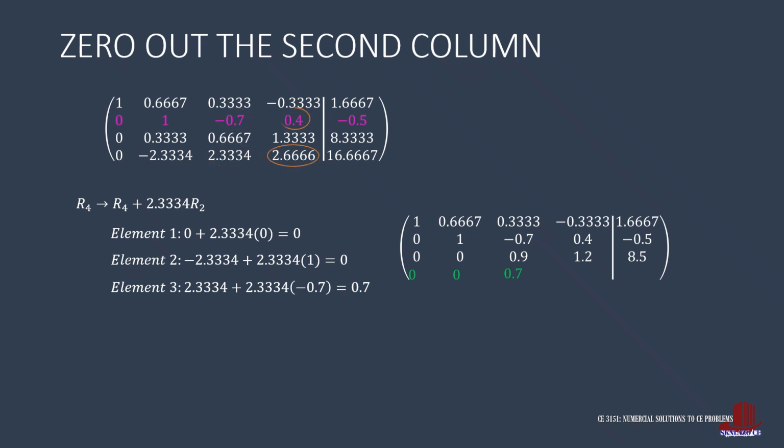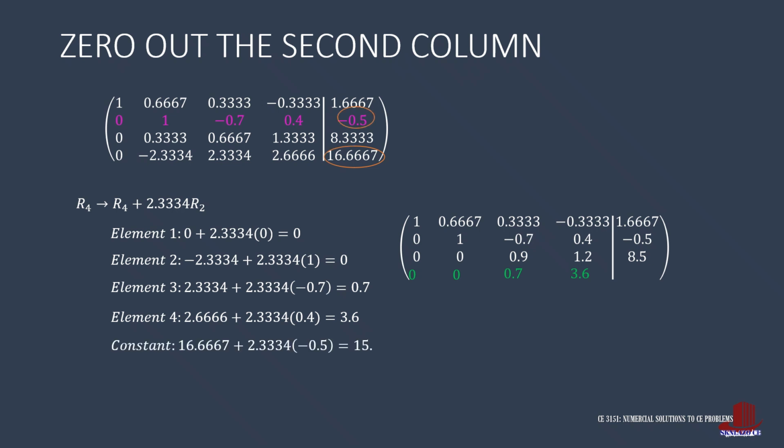Then 2 and 2/3 plus 2 and a third of 0.4 becomes 3.6. From the constant column, 16 and 2/3 plus 2 and a third by -0.5 is 15.5. This completes the second column.